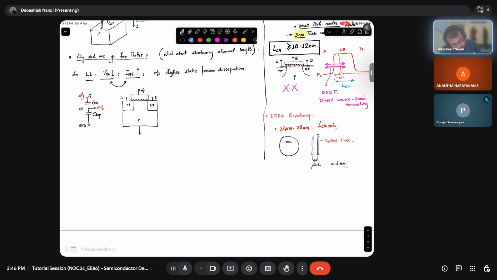So you will have the oxide layer here. So this is your C ox, this is your C depletion, right? And this is the location of the channel. That is this point.